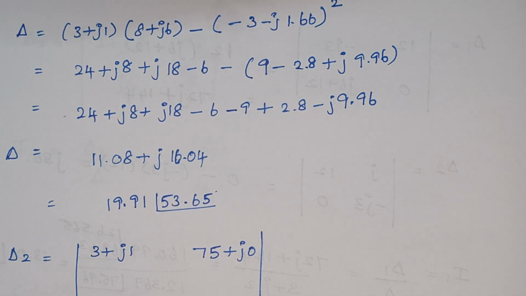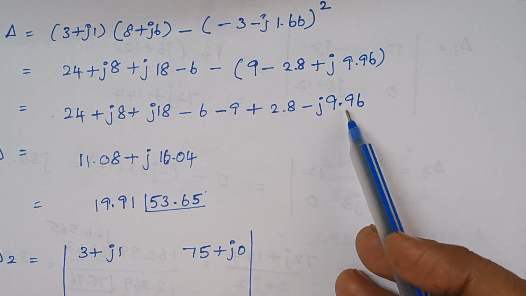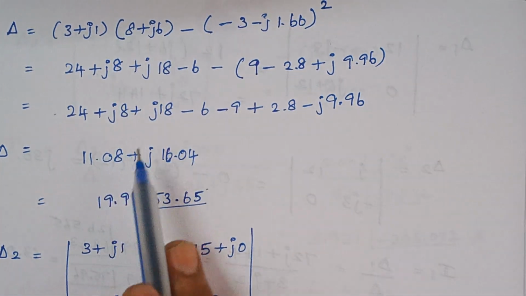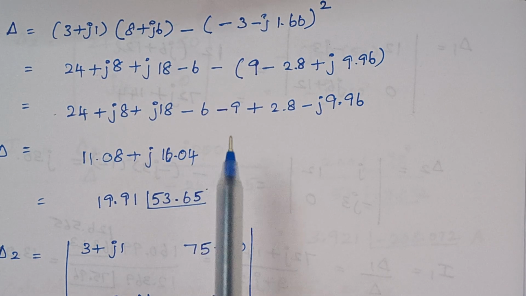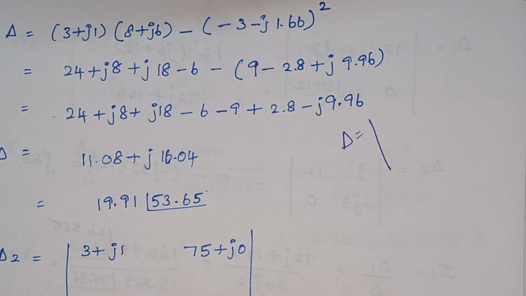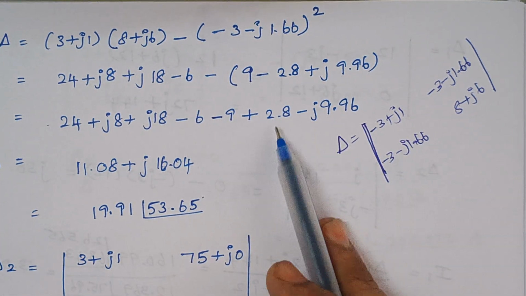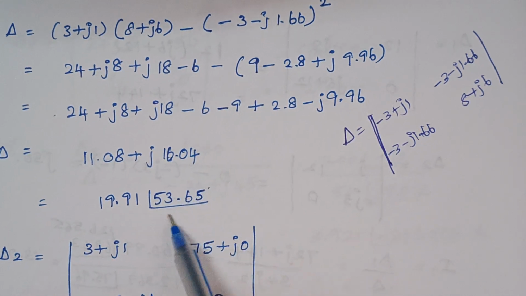So the next step is calculation of del. The calculation of del is calculating the net value of your reactance part. So once you solve here, finally we are ending up with the answer as 11.08 plus j 16.04. I believe you people know how to find the value of del. The value of del is nothing but finding the determinant value of this matrix. So this is in rectangular form. I have converted this in a polar form.